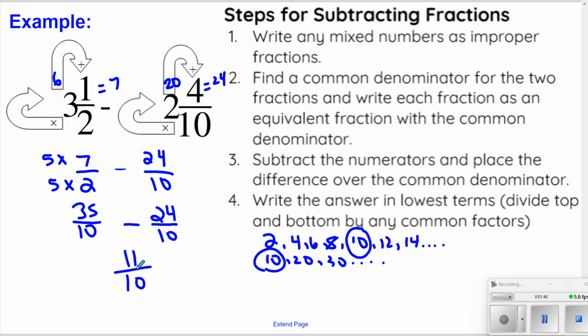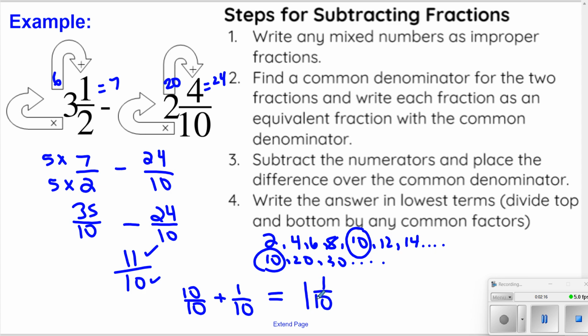So final step, write the answer in lowest terms. Now 11 and 10 don't have any common factors, but since the top is bigger than the bottom, I need to write it as a mixed number. So I'm looking for how many groups of 10 there are. So there's for sure one group, 10 out of 10, plus one more is 1 out of 10. Now I know that's right because 10 plus 1 is 11 and the denominator stays the same. So 10 out of 10 is 1 whole. You're left with 1 out of 10 left over.